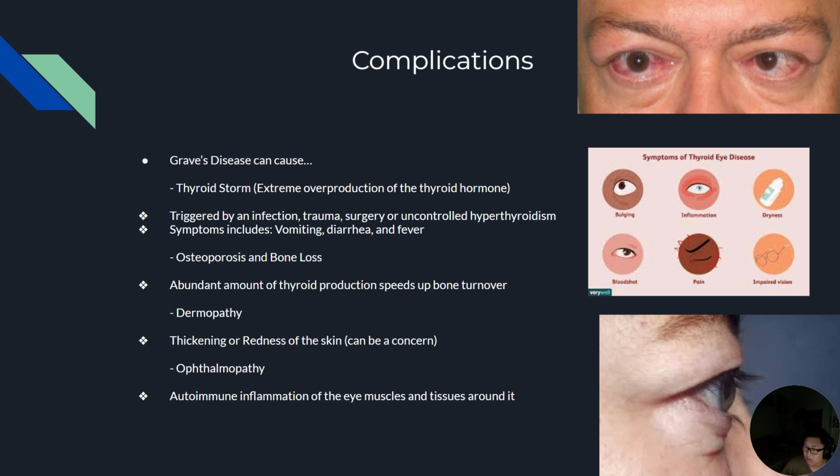Graves' disease can also cause osteoporosis and bone loss. This is because an abundant amount of thyroid production speeds up bone turnover. And there is also dermopathy, which is any thickening or redness of the skin. Any of this can also be a concern for a patient. And there is also ophthalmopathy, which is an autoimmune inflammation of the eye muscles and tissues around the eye socket.